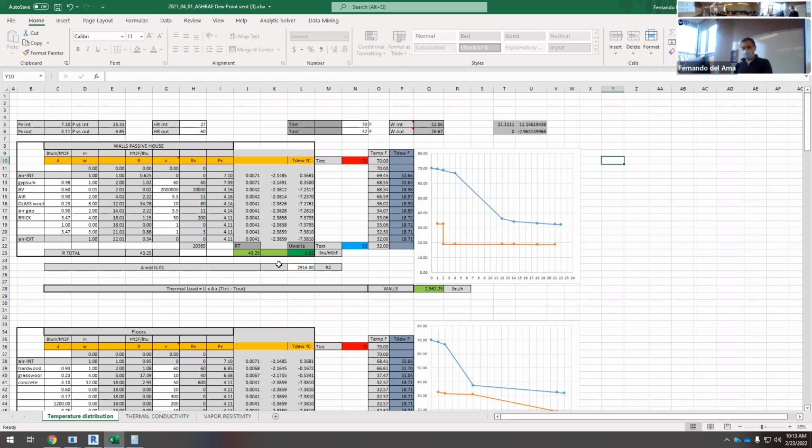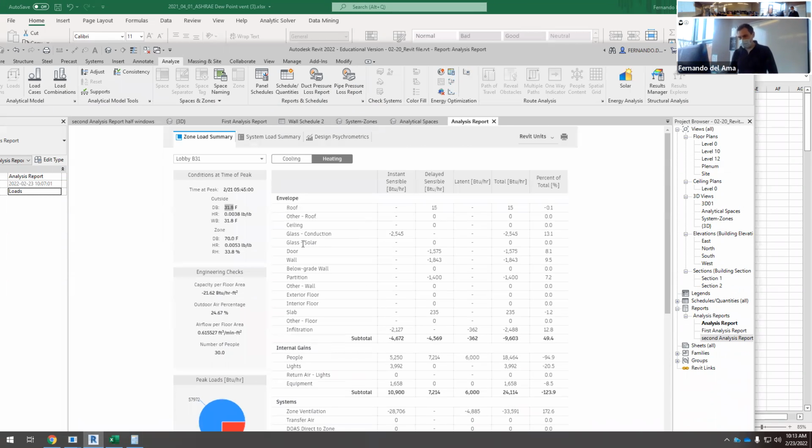Okay. So now the thermal load through the walls is 2,900, and here in Revit is 1,800. We're getting there. Okay, so it's not perfect, but we are getting there. But the slab is positive. So yeah, we are fixing things, we're understanding what we are doing.